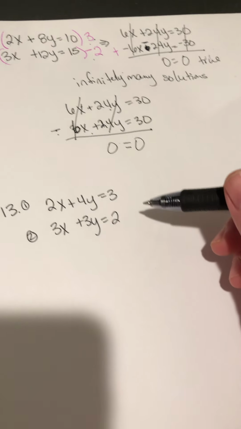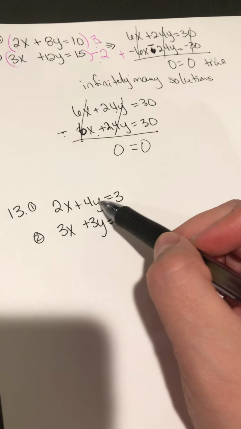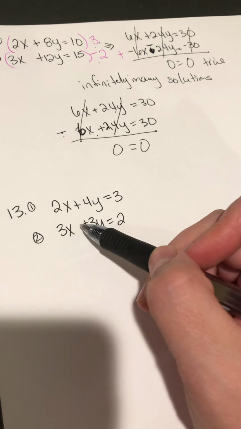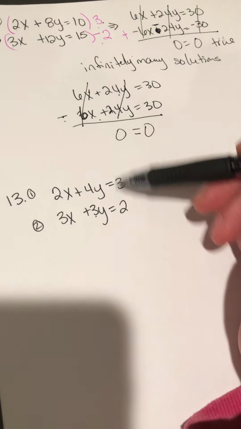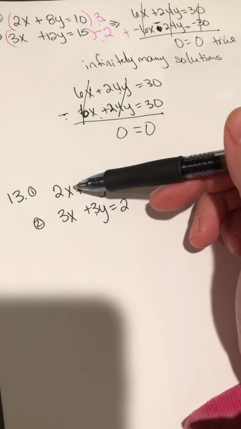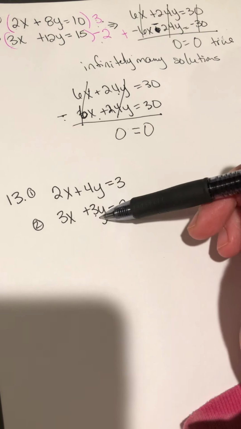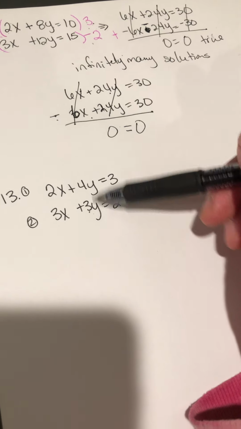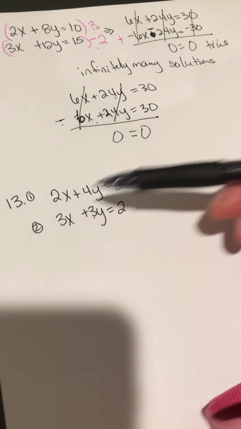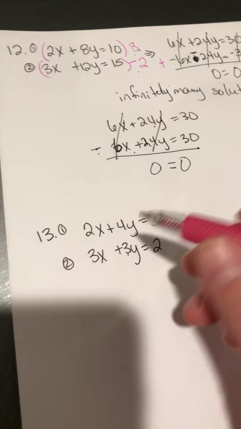Okay, for the last one here using elimination, we have 2x plus 4y equals 3 and 3x plus 3y equals 2. Again, I can't get rid of anything the way it is. So I've got a 2 and a 3, I've got a 4 and a 3. Personally, I'll pick the 2 and the 3 over dealing with the 4 and the 3. The 4 and 3 you'd have to turn into 12. The 2 and 3 you can turn into 6, just like we just did.